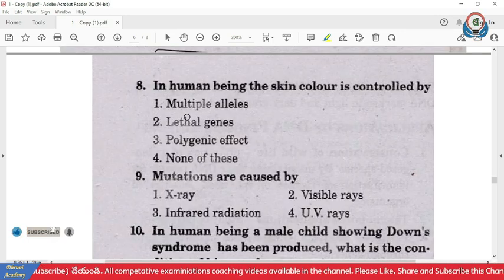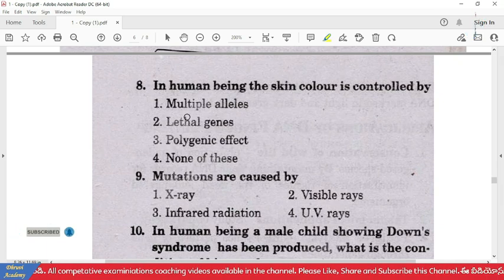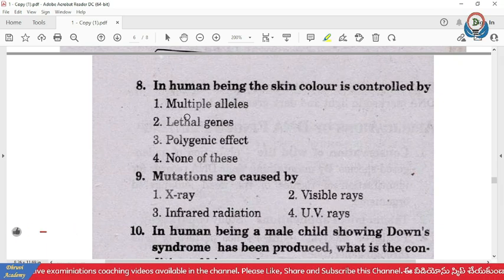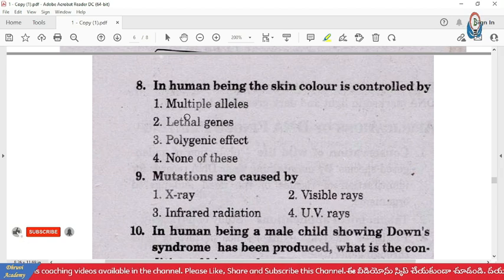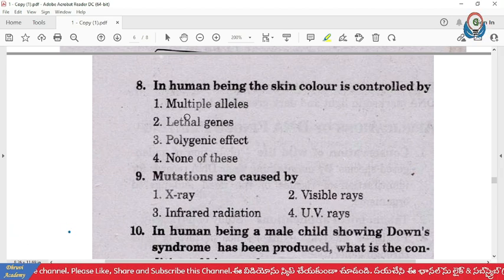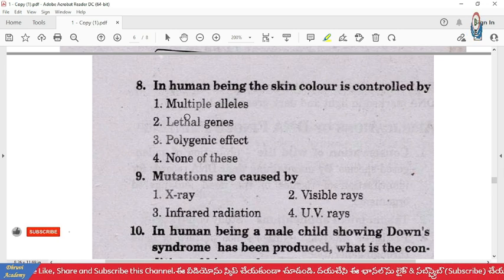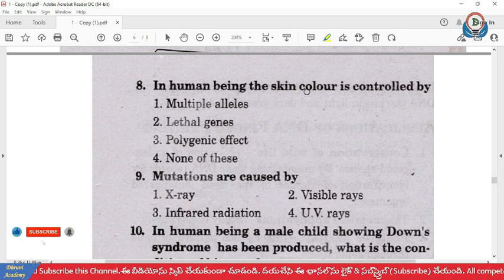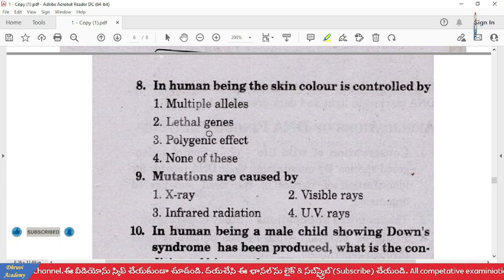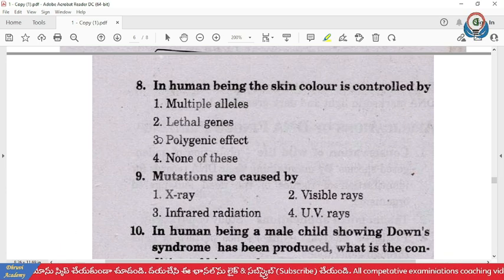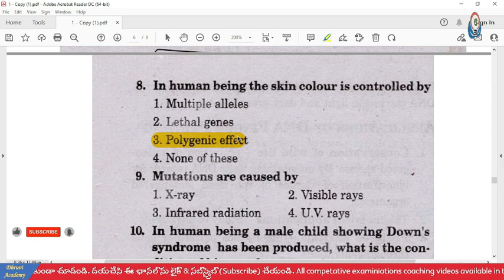Next one, in human beings, skin color is controlled by, is it multiple alleles, or lethal genes, and third one is polygenic effect, or fourth one none of these? Which is the correct answer? Its answer is in human beings the skin color is controlled by a polygenic effect. Third one is the right answer. It's a polygenic effect.